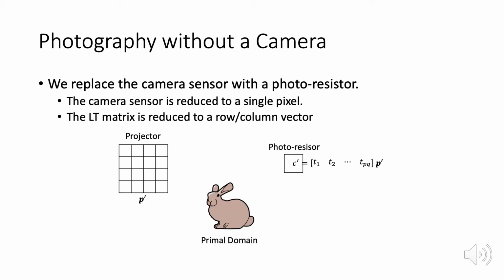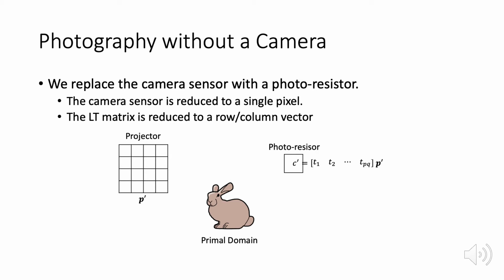With this, let me show you something interesting. Imagine without a camera. We simply reduce the pixel array in the camera to a photoresistor, which we can regard as a one pixel sensor. Therefore, the light transport matrix is reduced to a vector of projector resolution length. We can scan the projector grid by grid to obtain the values of T1 up to TPQ in this vector.